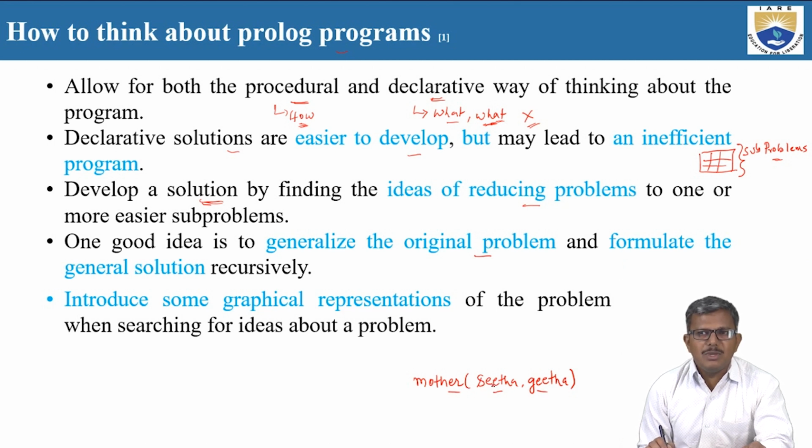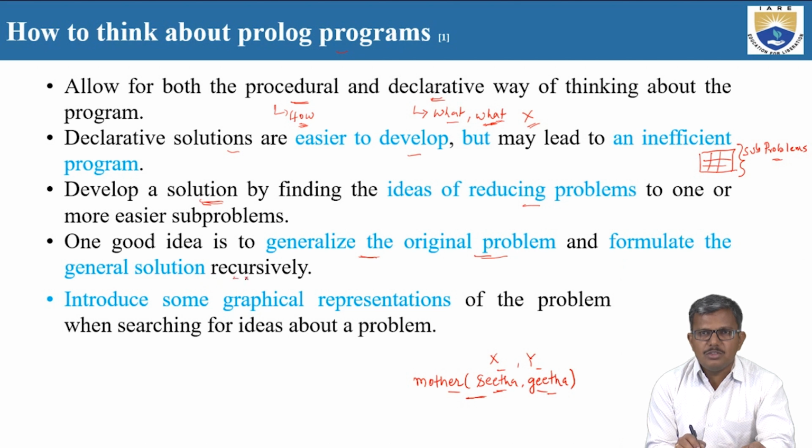But in this case, what happened? This became too specific. We are talking about the relationship between Sita and Gita. If your problem statement is to identify the relationship between Sita and Gita, then it will be fine. But here the suggestion is to try to generalize the statements. How? Simply you make it as X and Y. Whenever you mention X and Y, you can make use of this particular relation to show the relationship between any two people. So we need to generalize the original problem and formulate the general solution recursively.